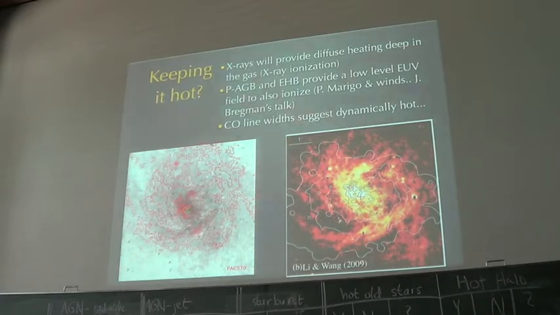The optical is not giving us a clue because, as we've heard, post-AGB stars will give us LINER-like emission. X-rays will give us LINER-like emission. Shocks will give us LINER-like emission. So by itself, that doesn't resolve this issue.